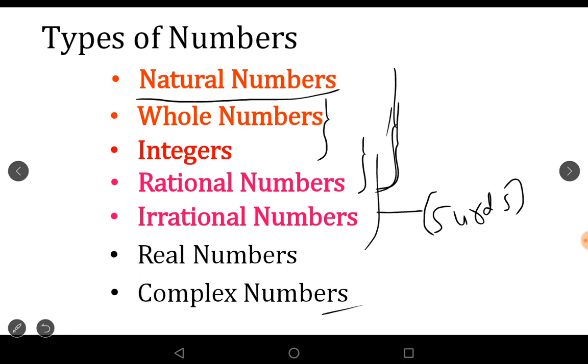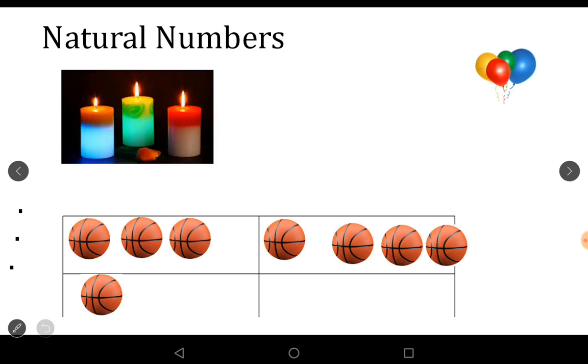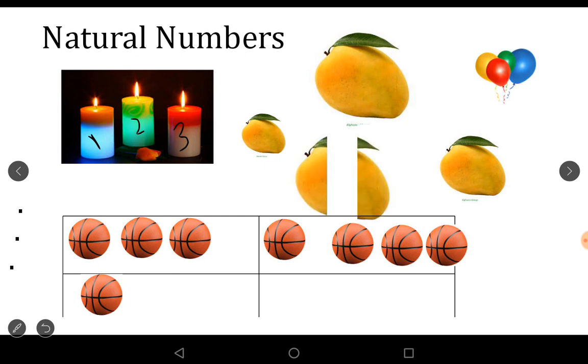Okay, students. In the previous class, we discussed these topics. First, observe here. In the first figure, how many candles? 1, 2, 3. In the figure there are 3 candles. Next, observe the second figure, mangoes. How many mangoes are there? 1, 2, 3, 4. 4 mangoes.